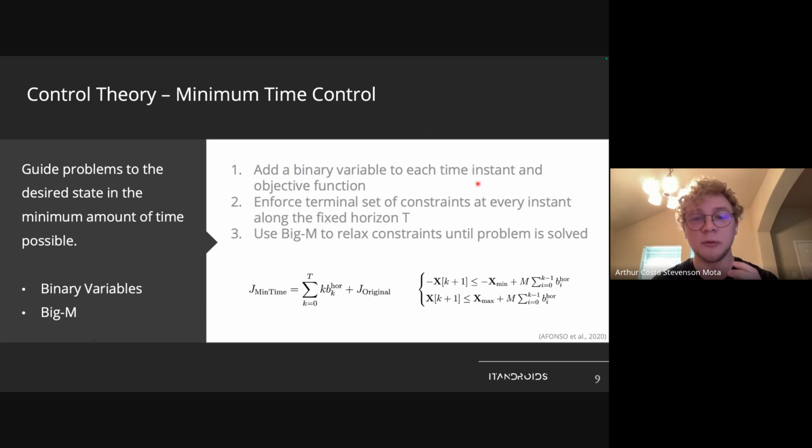The idea is to add a binary variable to each time instant in an objective function, which you can see here, and then enforce a terminal set of constraints at every instant along the fixed time horizon T. So at every x_k, or x_{k+1}, x_{k+2}, we say that these states are equal to the terminal set of constraints. And then later on, we use the Big M technique to relax the constraints, as you can see here. And since the binary variables in the Big M technique that are used here are inside the cost function, they will also be minimized, which leads to the minimum horizon possible.